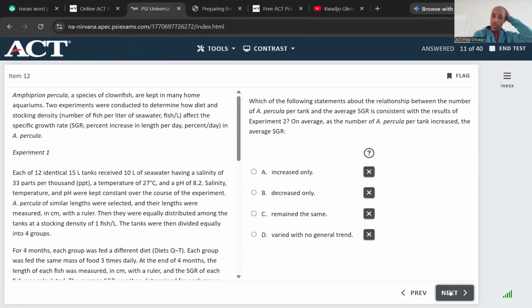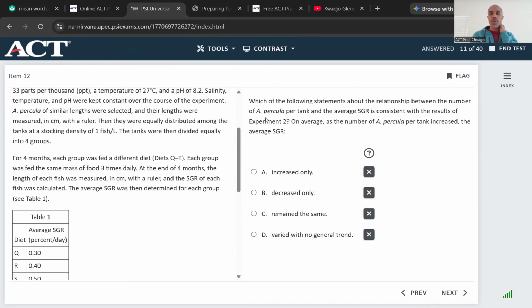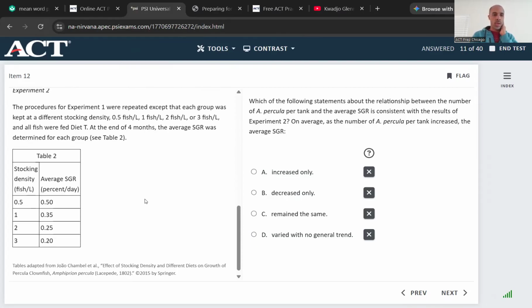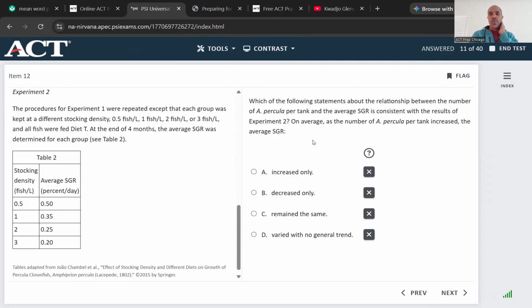All right, 12. Okay, so now we're on to a new passage. So we go straight to the question. Which of the following statements about the relationship between the number of A per cooler per tank and the average SGR is consistent with the results of experiment two? Experiment two. Where's experiment two? Here. Relationship between the number of A per cooler per tank and the average SGR.